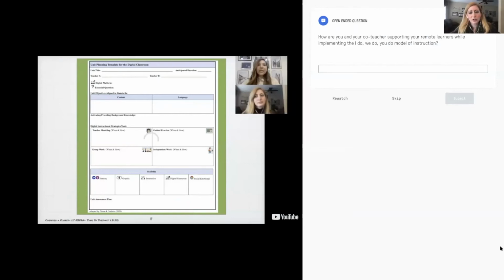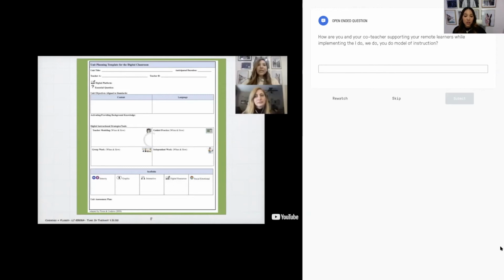So again, we chose a unit plan because aside from facilitating the co-planning for the co-teachers, another benefit that we saw of planning on a weekly or a unit basis is that when you share your plans in this way in your digital classroom, it gives your students and parents a bird's eye view and a roadmap of the curriculum, kind of a heads up of what to expect in the week ahead and how to best plan for that time.